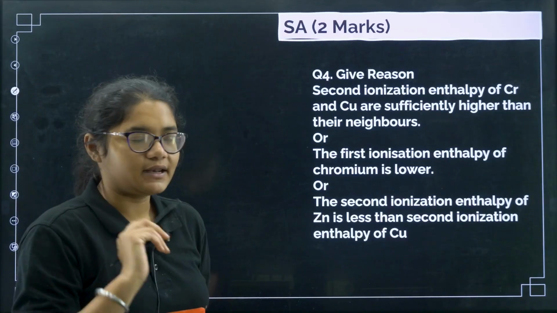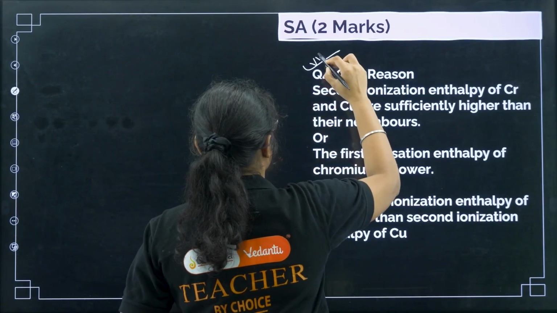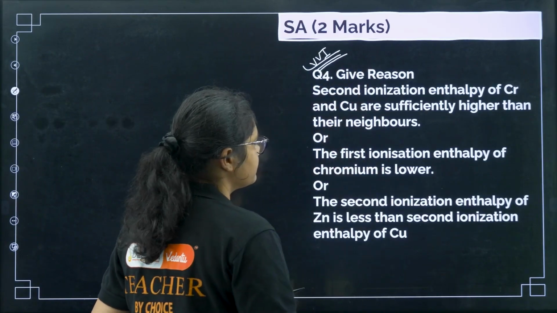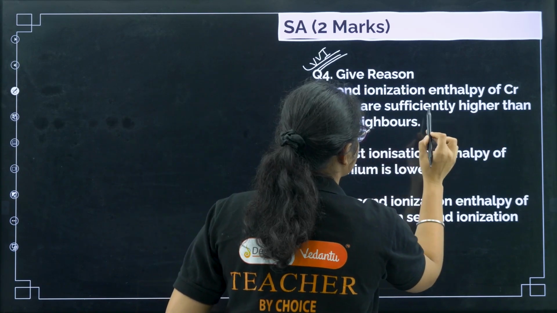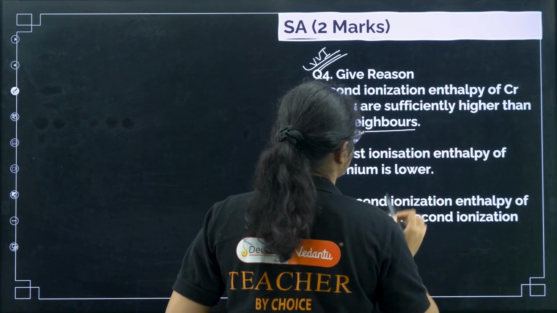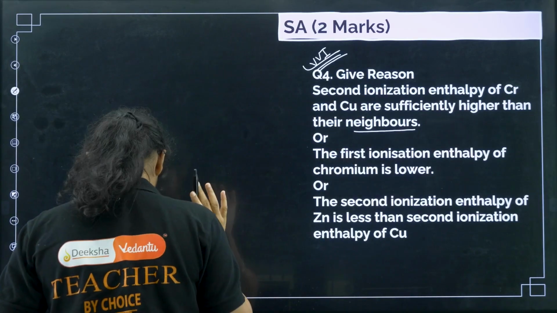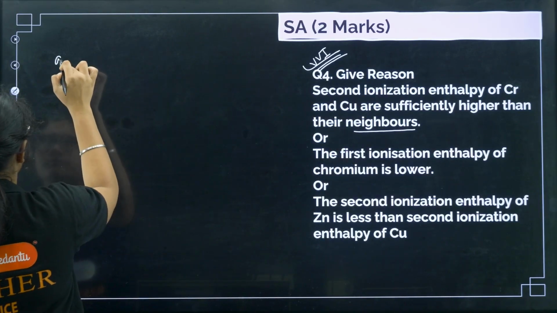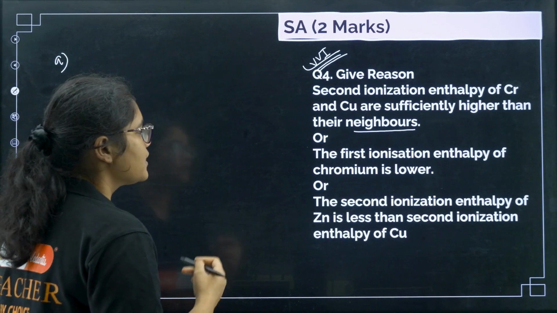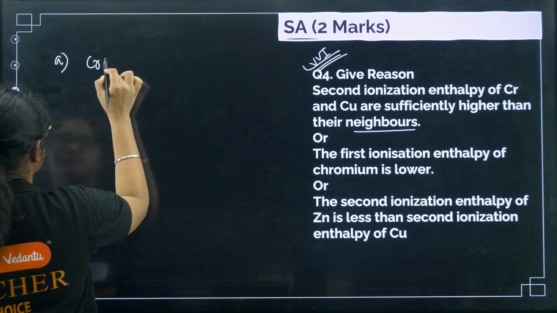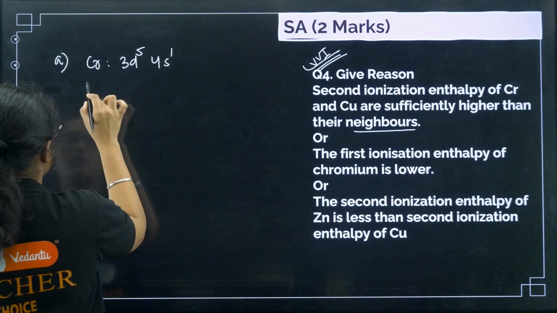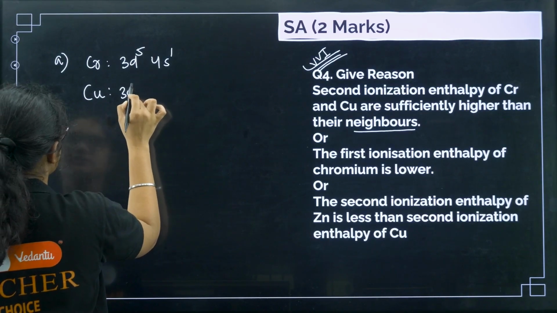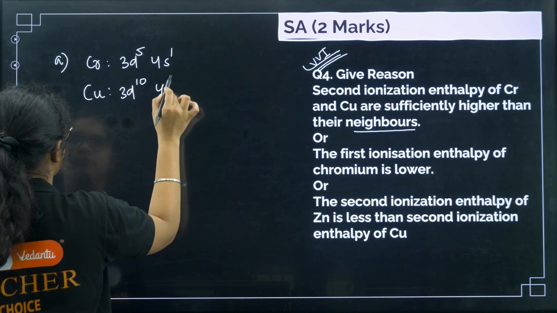Question number 4, very important. This is the most important question in this whole video, I can say. Second ionization enthalpy of chromium and copper are sufficiently higher than their neighbors. I told you, for every question of ionization enthalpy you should know the electronic configuration. Chromium electronic configuration is what? 3d5 4s1. Copper electronic configuration is 3d10 4s1.